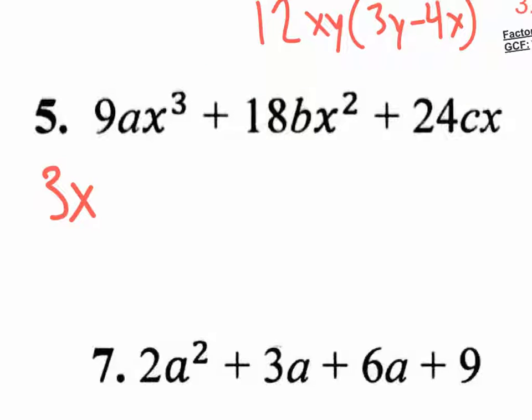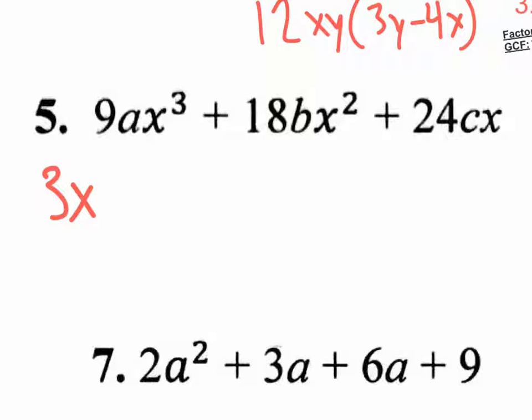Notice, again, you can't pull out a's. You can't even pull out b's because there's only a b in the middle. There's no b's out here. And you can't pull out even c's because there's a c here and no c's over here. So the greatest common value is the 3 from the 9, 18, and 24, and the x because there's x's in all 3 terms. And the maximum amount of x's you could pull out is only 1x.